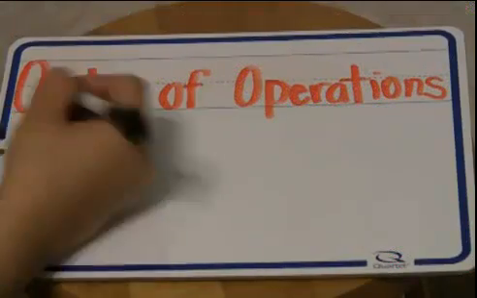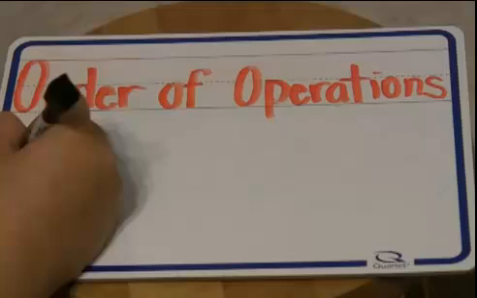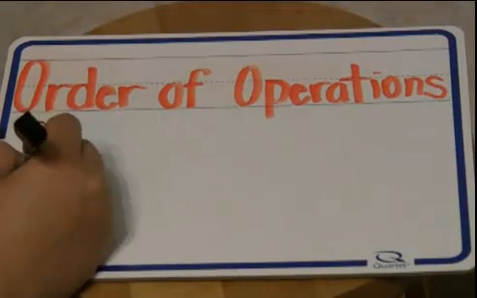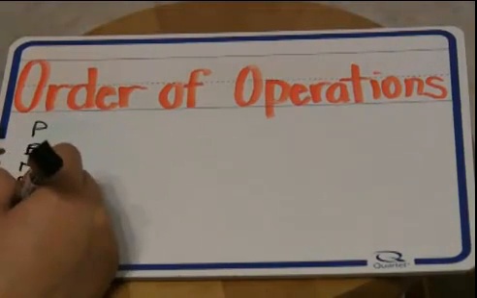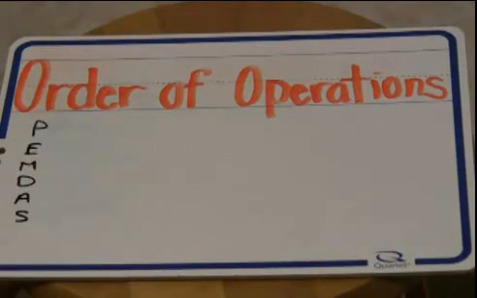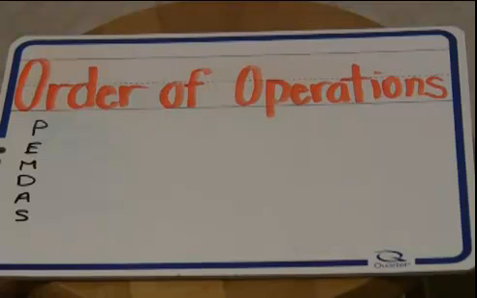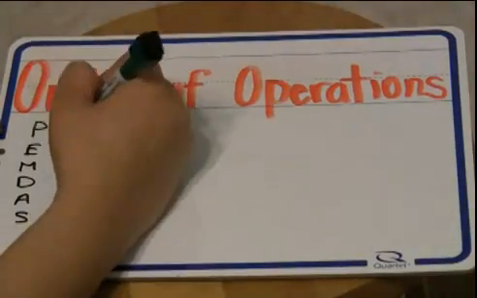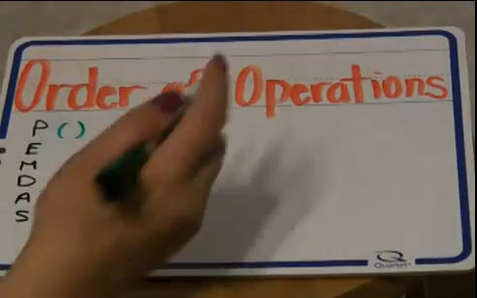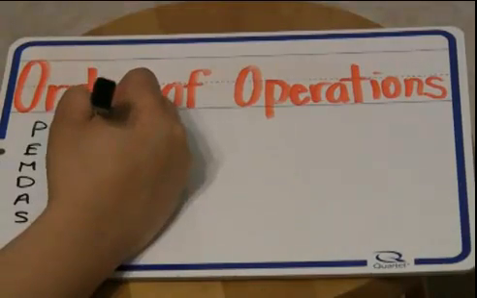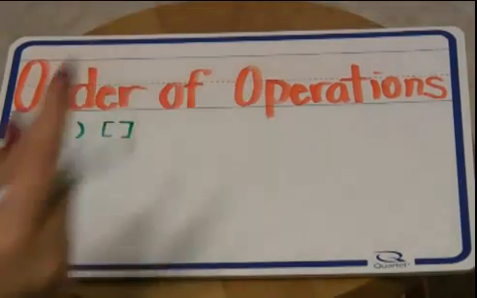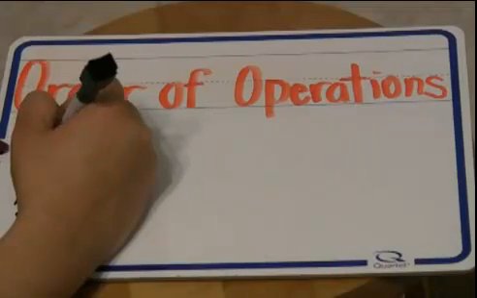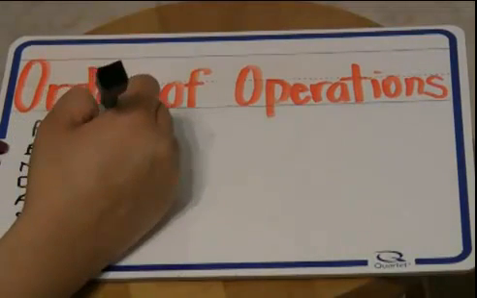Today we're going to be discussing order of operations, and the letters that you need to remember are P, E, M, D, A, S, or if it makes it easier, you can remember it as please excuse my dear Aunt Sally. It usually helps students when remembering the order of operations. The P stands for parentheses, but within the parentheses we can also use brackets instead of parentheses.